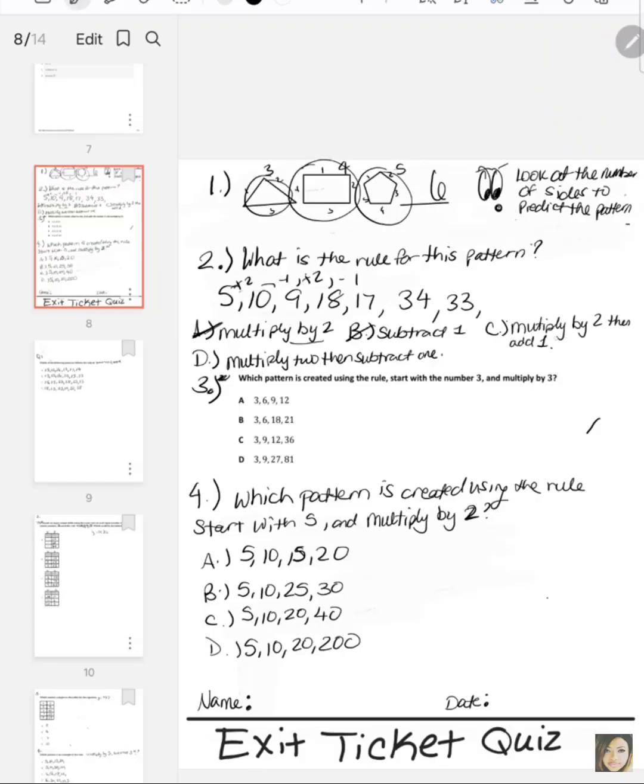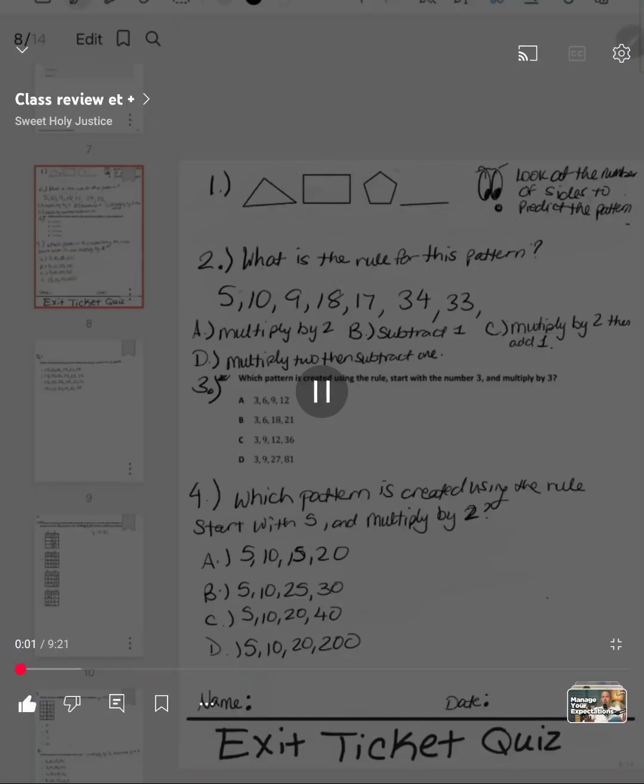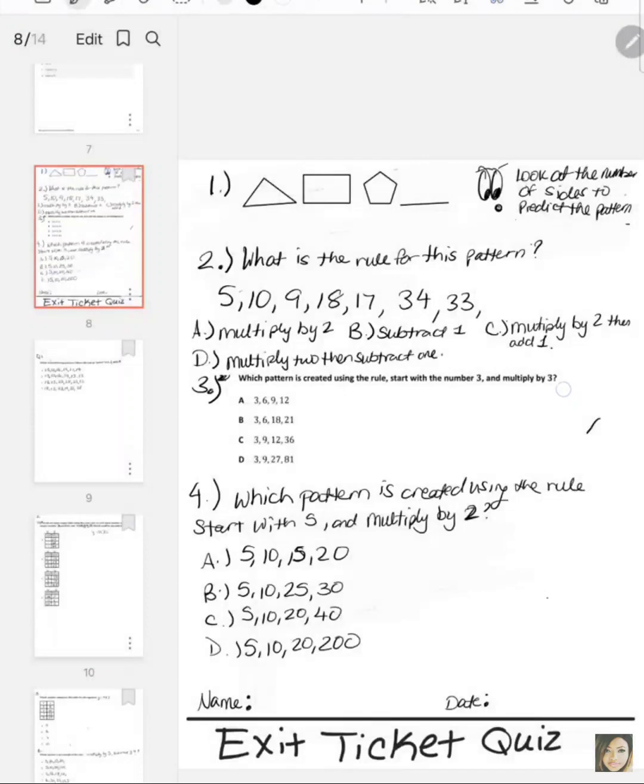Hello. I just wanted to make a voiceover video explaining strategies as soon as I can. I want to make a voiceover for the video that I put up, and I'm going to take the old one down. This was an exit ticket that I made.